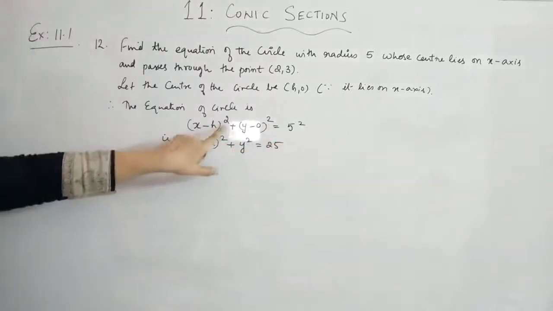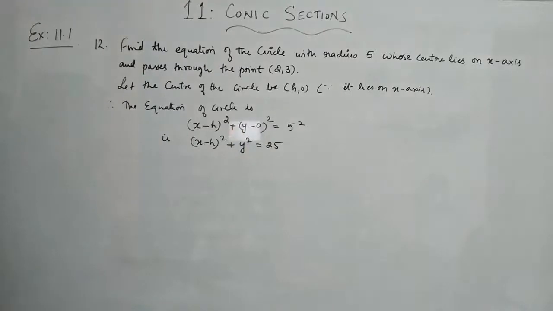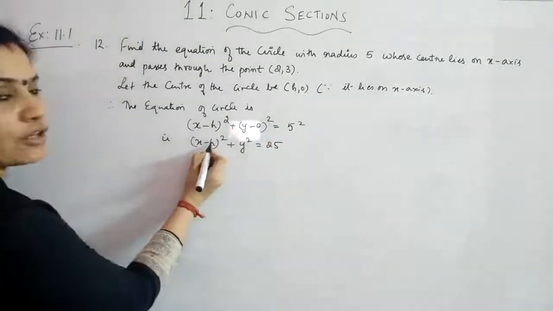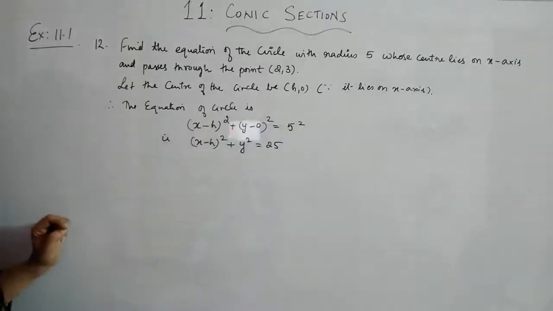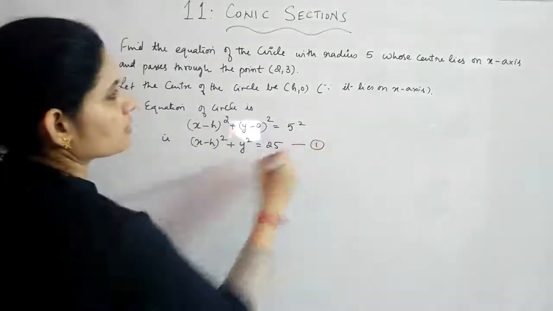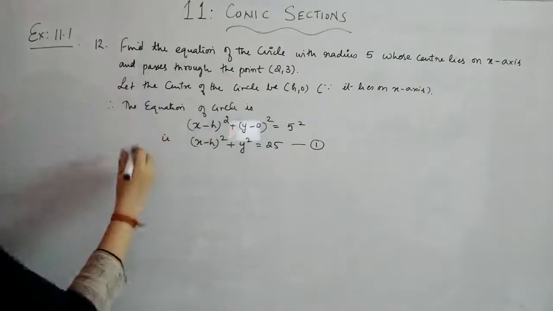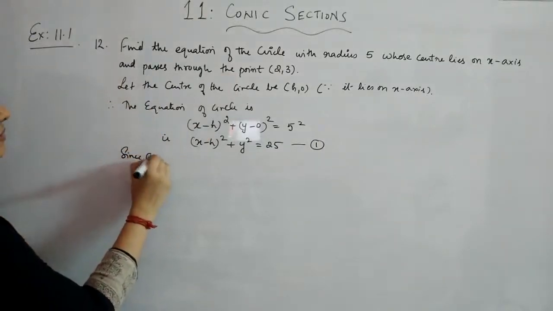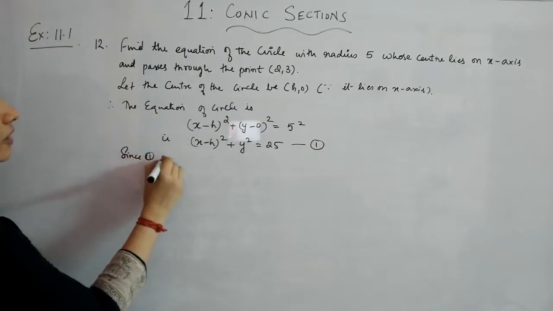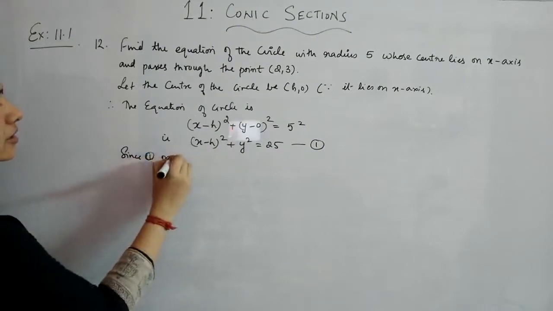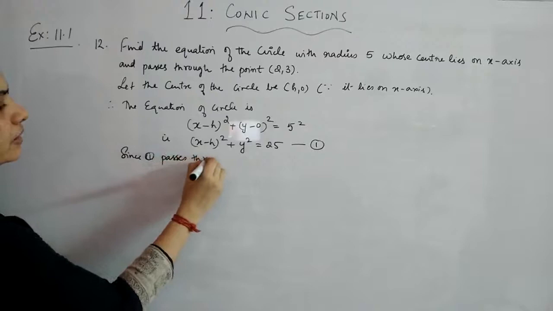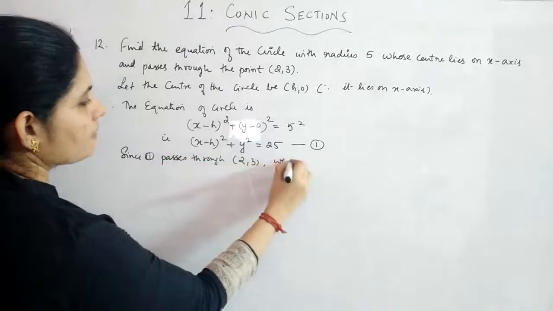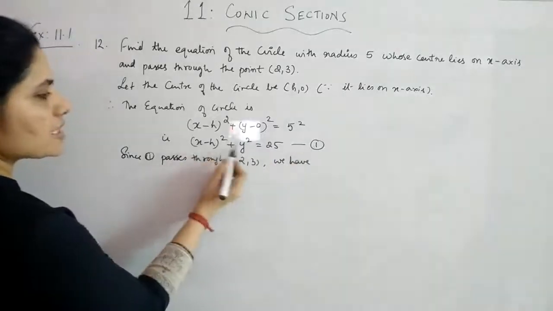Okay, x minus h the whole square plus y minus k the whole square equal to r square form. Now what is our purpose is to find what is the value of h, and that will give you the equation. Okay, so let it be equation number 1. Now again one more point is given, that is it is passing through 2, 3. So since equation number 1, that is the line, sorry, the circle passes through the point 2, 3, we can replace x and y with 2 and 3.